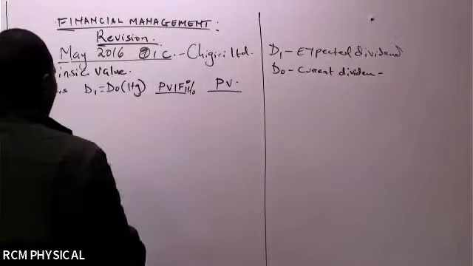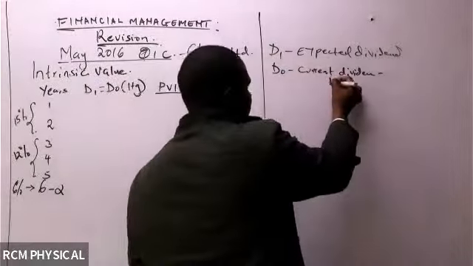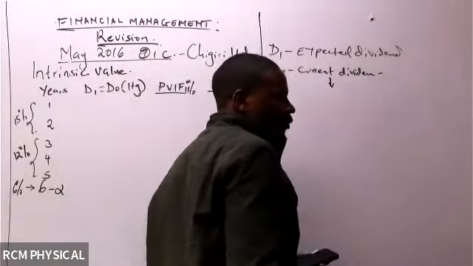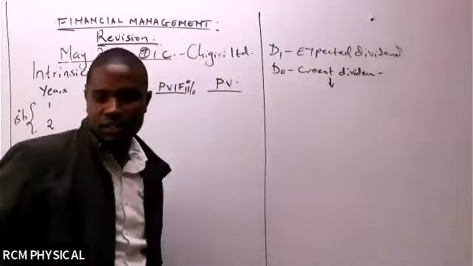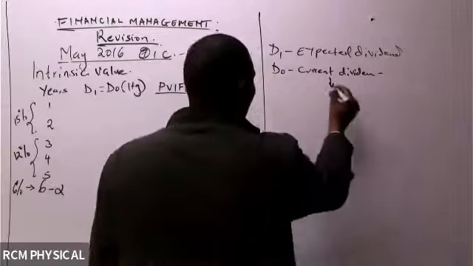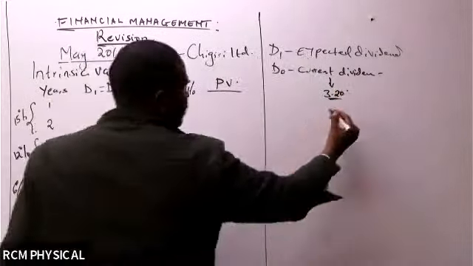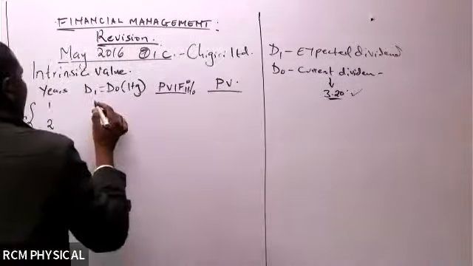So we need to get our D1, and we have our D0. What is our current dividend, class? It is 3.2. That is our current dividend. This is what we are growing. We need it to grow.